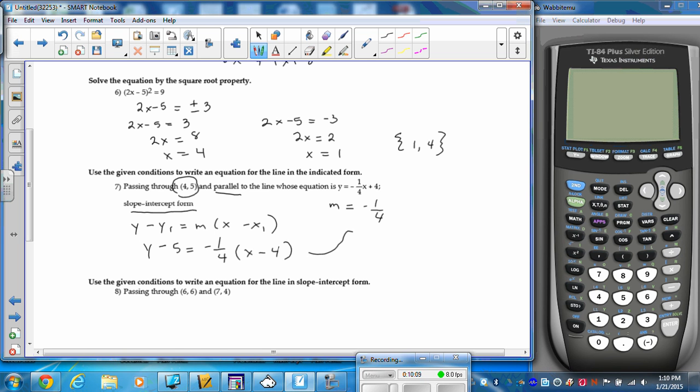Y equals negative 1/4 x, negative 1/4 times negative 4 gives me a positive 1. 1/4 of 4 is 1, so plus 1. And then I have the plus 5 from the other side. So y equals negative 1/4 x, and 1 plus 5 is 6. So that is my answer, negative 1/4 x plus 6.